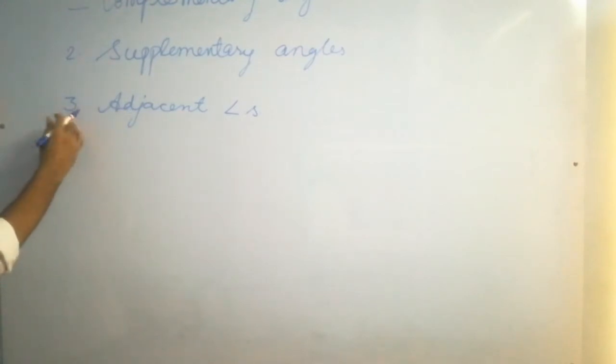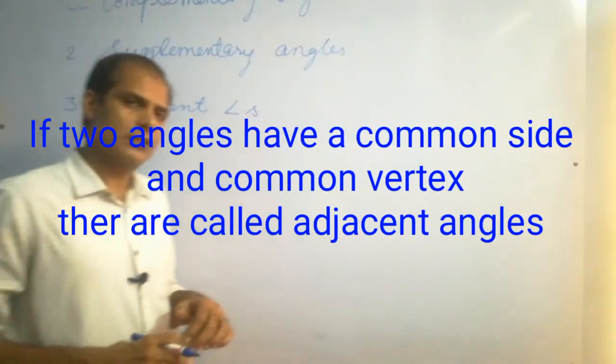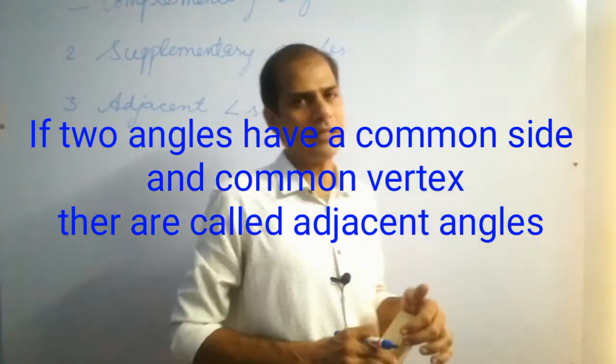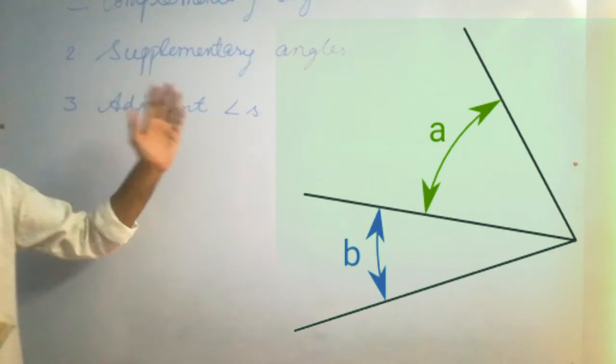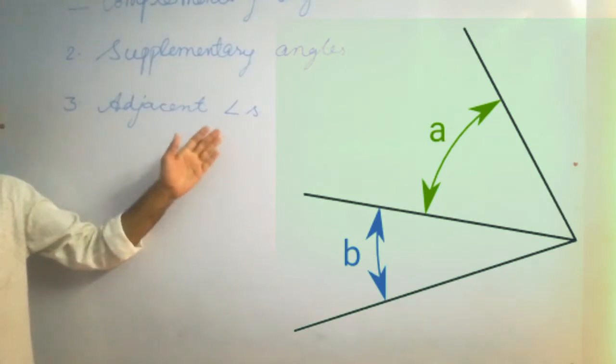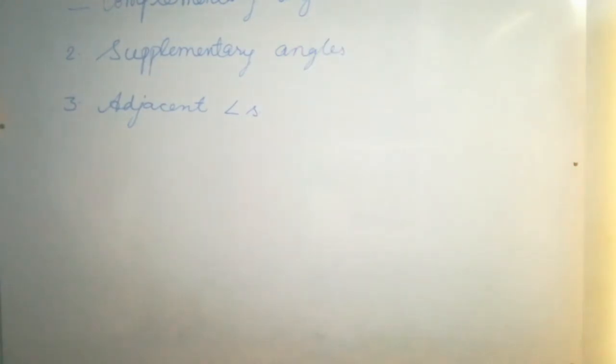Adjacent angles. Third is adjacent angles. Adjacent angle means if two angles have a common side and a common vertex, they are called adjacent angles. As you can see in the figure, these angles are adjacent angles. Okay? Now, take them one by one.